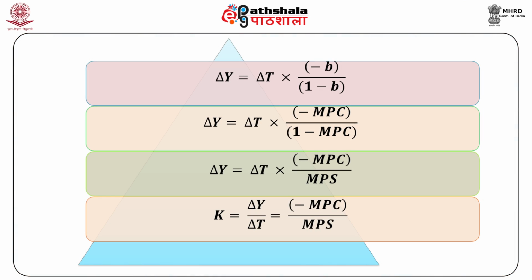Now, suppose that taxes are increased by the amount of delta T, then the corresponding change in income Y is given by delta Y = delta T × (-B / (1 - B)). Here, B is the MPC and MPS = 1 - MPC. So, the equation can be rewritten as delta Y = delta T × (-MPC / (1 - MPC)). Delta Y = delta T × (-MPC / MPS). Therefore, the multiplier for taxes is k = delta Y / delta T = -MPC / MPS.